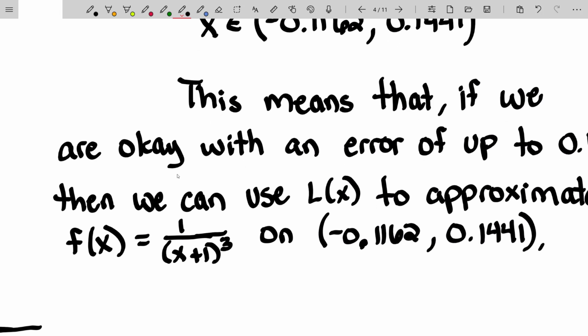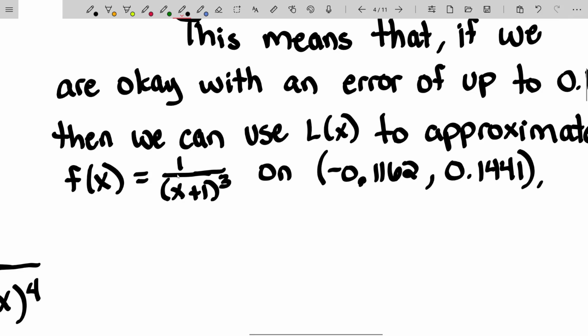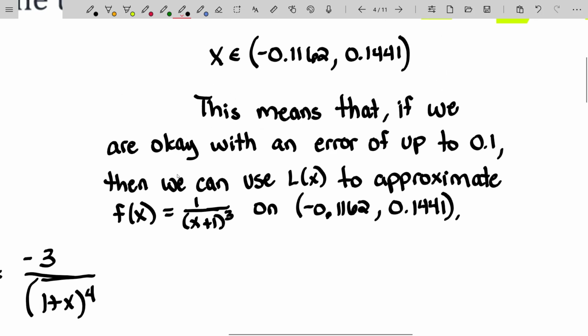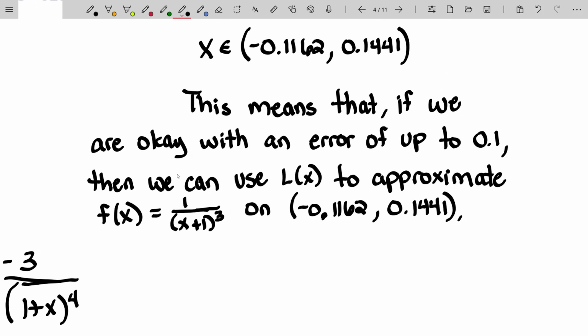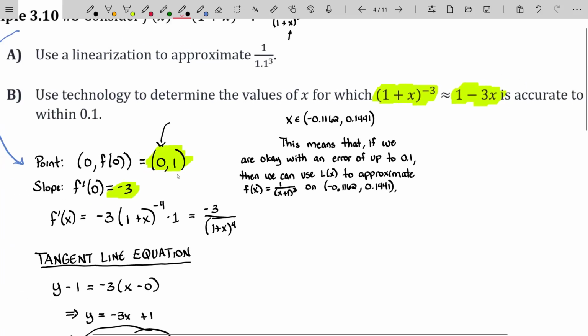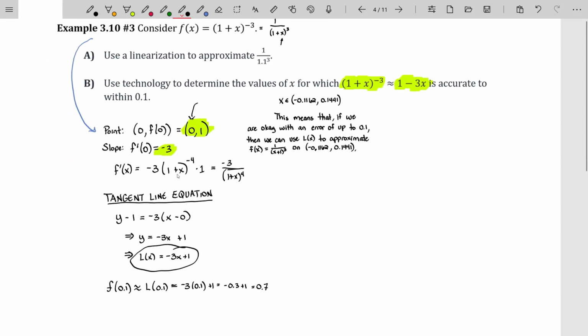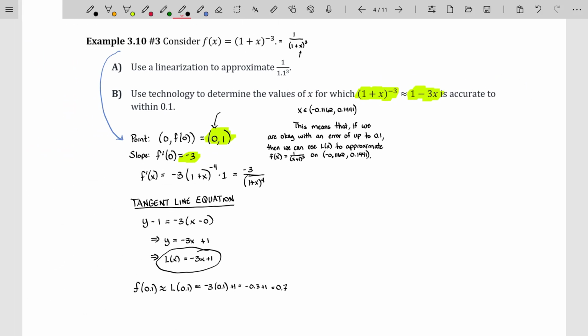It also lets me know that it's a decent approximation for 1 over something cubed, where that something is about 0.89 cubed up to 1.1441 cubed. So we get a decent approximation being within 1/10 using the linear, the tangent line. So that's a really nice example.